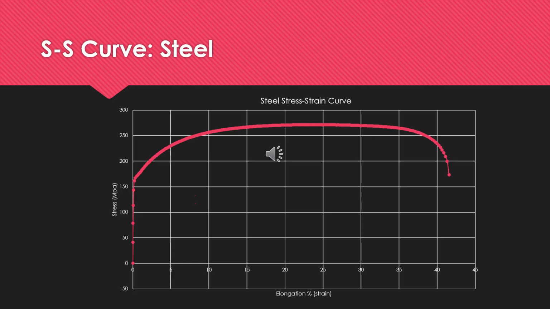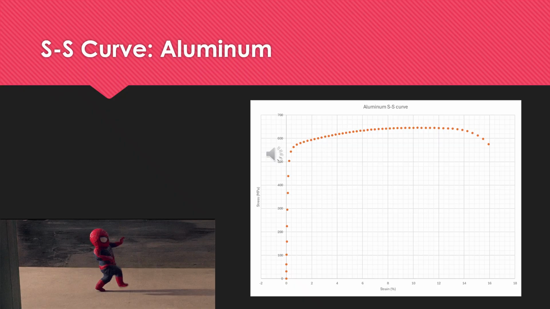The shape of it is typical of metals. These are the results of the aluminum specimen we tested. It is measured in terms of elongation percentage and stress in MPa. This was also made in Edsel, similar to the steel specimen.